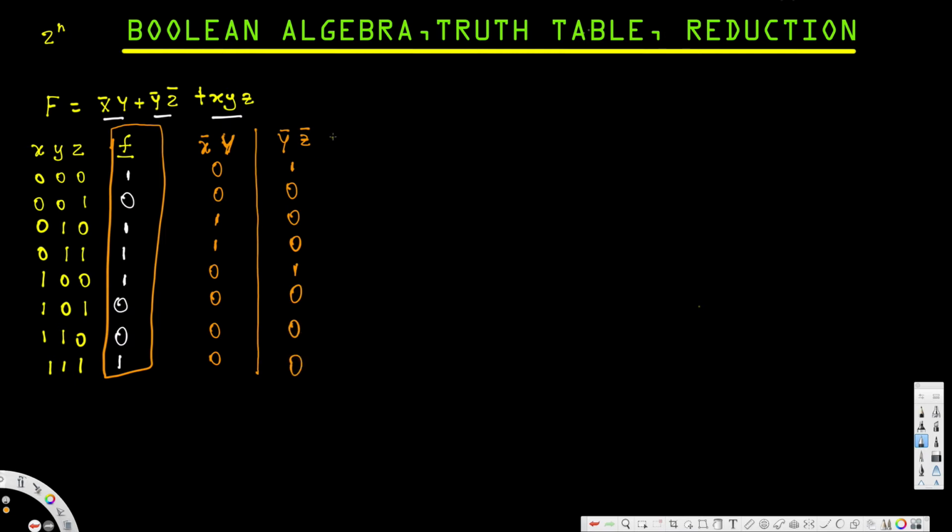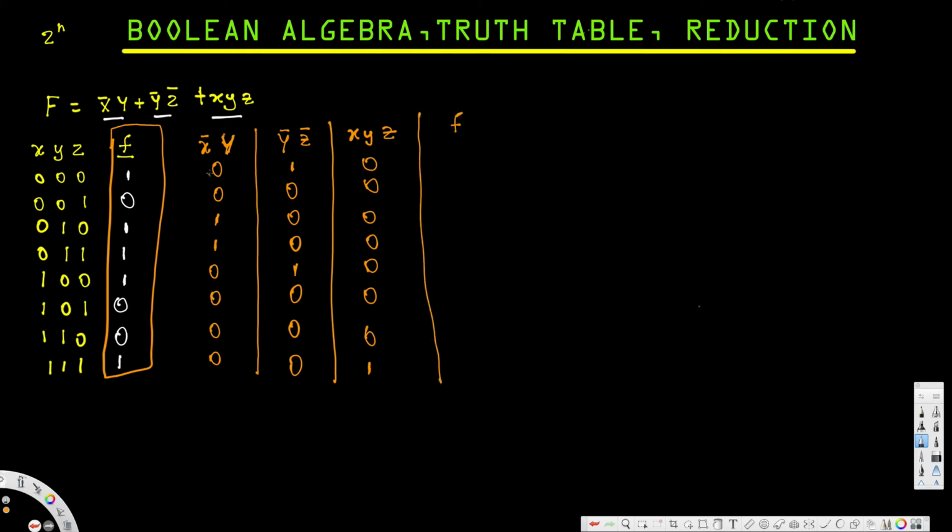Now let's look at the last one, x, y, z. In order to get 1, we have to have all three to be 1 because we don't have any complement or anything else. So this is direct x, y, z. So only the last one has all three as 1. Otherwise all of them are going to be 0. Now what we had to do is OR them together in order to get the final output. That's our f.